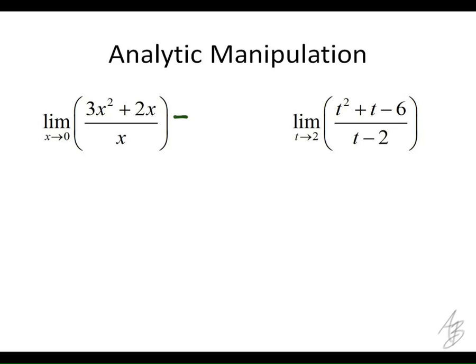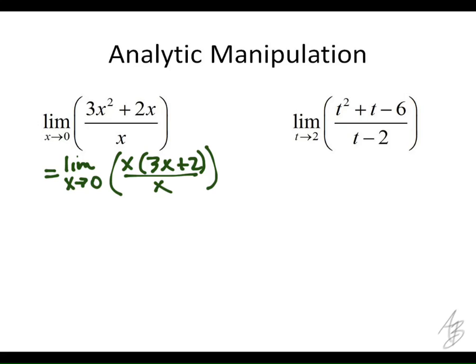The direct substitution is not going to work. What do you think we could do here? Abdallah? Yeah, we could factor out an x on the top. So this is going to equal the limit as x approaches 0, don't forget that, of x times 3x plus 2 over x. Okay, so all we did is factor it, and now what do you notice? We can cancel out the x's.